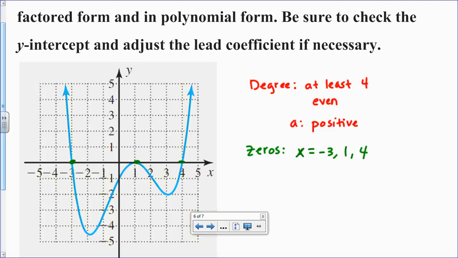Okay, but my degree has to be at least 4. So I need at least how many zeros? 4. So I've got to find another one. So I can do that just with the graph. I know the answer. Okay. So I know where I can find another one based on the action of multiplicity. So here I go straight through, so that means the multiplicity is 1. Here I bounce, so the multiplicity has to be 2. So there has to be 2 1s.